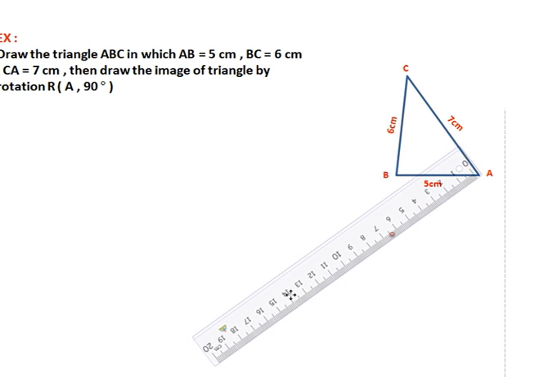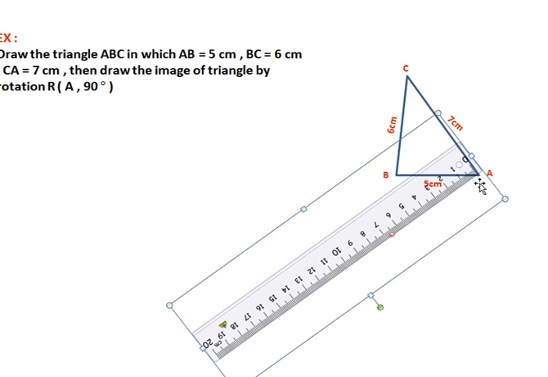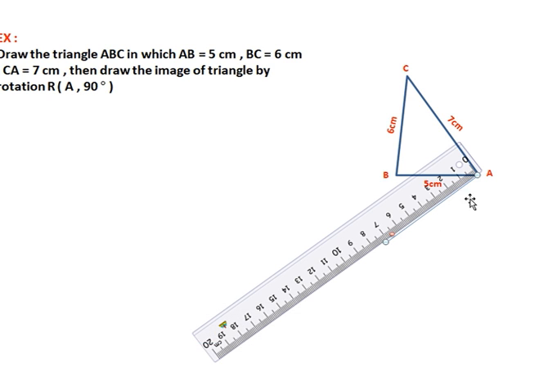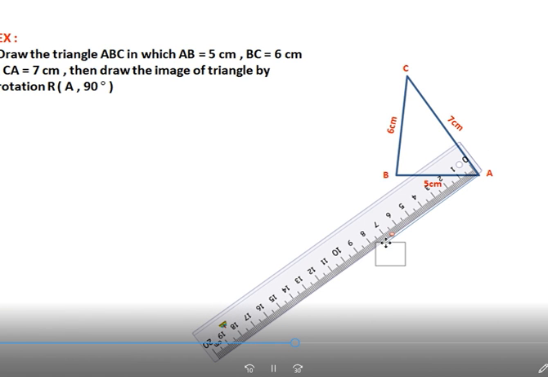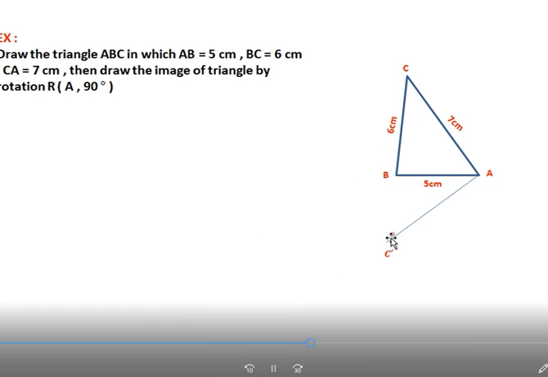Then we remove the protractor and get the ruler to draw a line segment. We know AC equals 7 centimeter. Then the image of AC will also equal 7 centimeter. So we draw A to C' equal to 7 centimeter, put the point C dash, and we can remove the point we used to determine the angle.